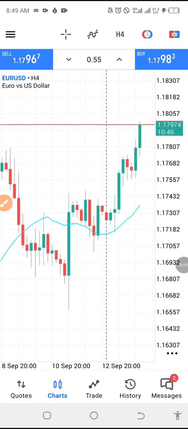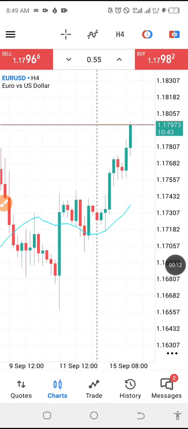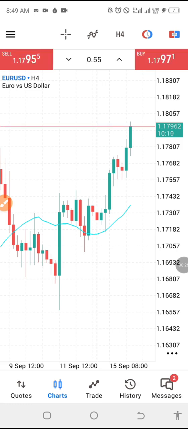What is an order in forex? An order refers to how you enter or exit a trade. How you enter a trade and how you exit a trade is referred to as an order. Remember that what you do in forex trading is to determine if the market will rise or fall, in other words, if the market will go bullish or bearish.